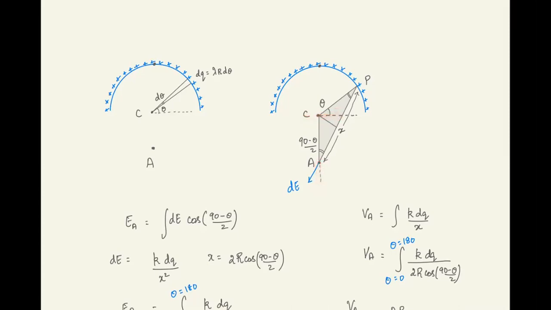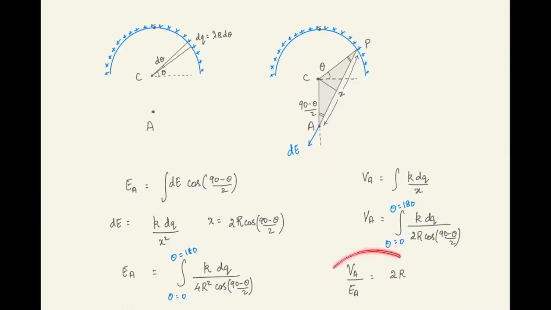So if you have a variable lambda such that you are going to have mirror images of charges about the vertical line, then still this expression would be valid. That is VA by EA will be 2R. But otherwise this ratio will not be 2R.